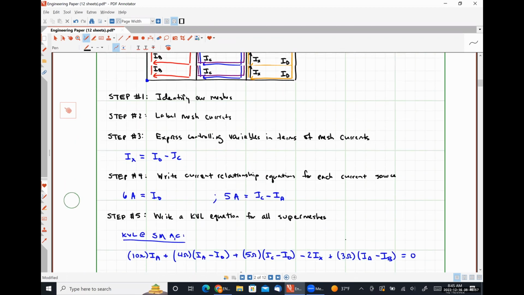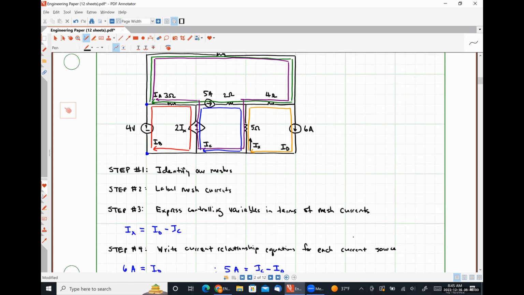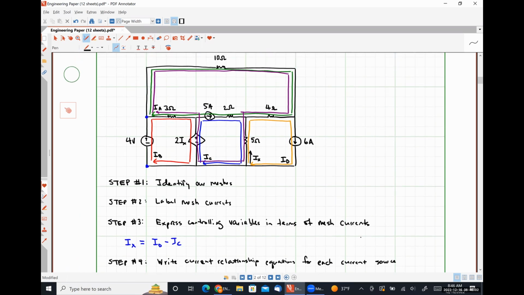One thing that I do want to point out to you guys, because I get asked this question a whole heck of a lot, is that 2 ohm resistor there that's in series with the 5 amp source. It never showed up in any of our equations. Is that a problem? And the short answer is no.